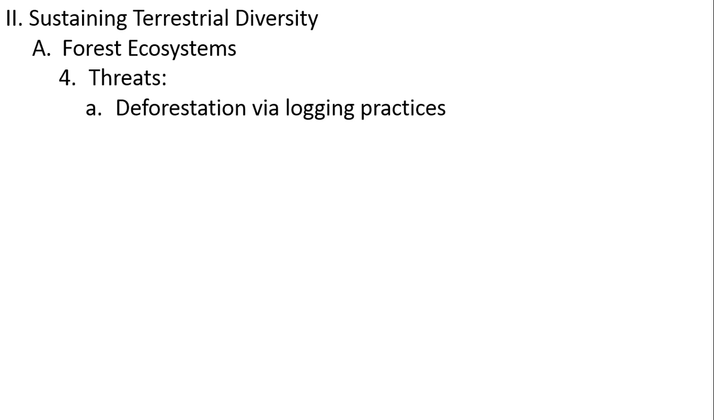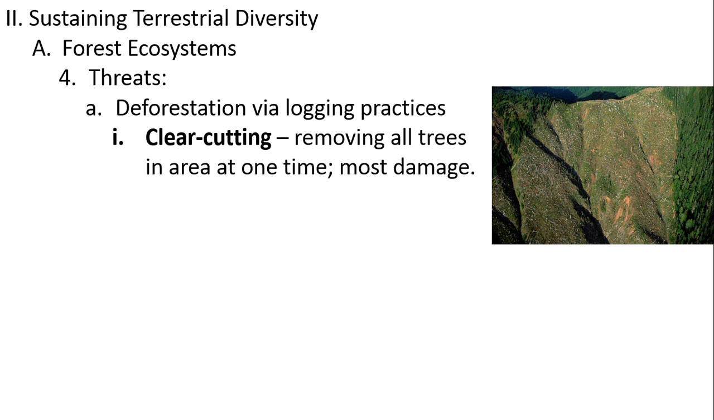So what are the threats to forest ecosystems? The number one threat is deforestation from logging practices. The worst form of logging is called clear cutting. This is removing all the trees in an area at one time. And as it says there, it causes the most damage.